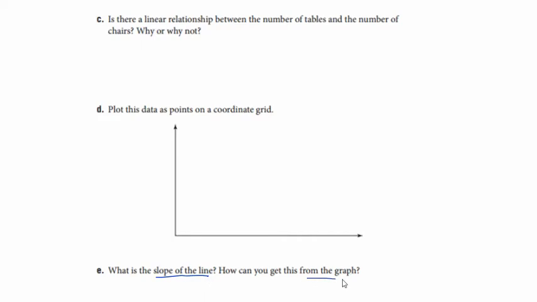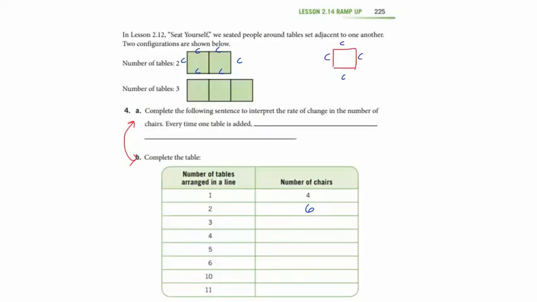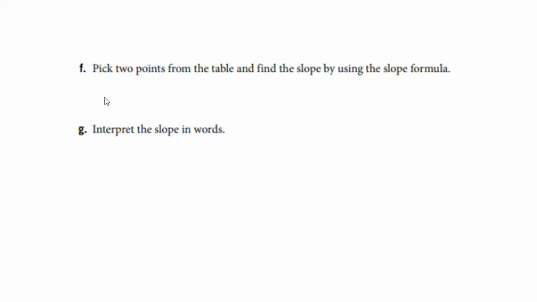You can do that from the graph, or you could do it from the table by picking any 2 points and doing y2 minus y1 over x2 minus x1. And that's what they're asking you to do on part F. Pick 2 points from the table and find the slope by using the formula. And interpret the slope in words.